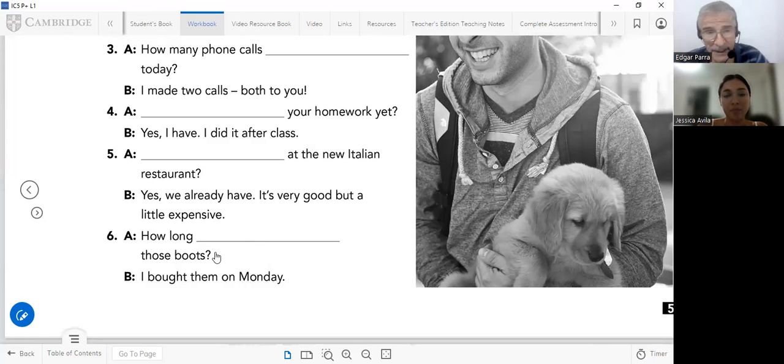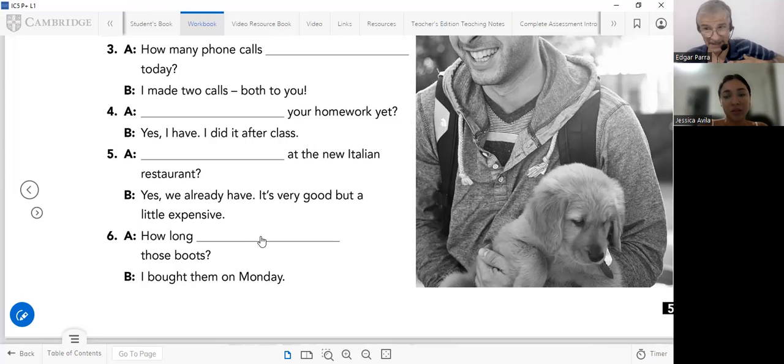What do you say? How long ago did you bought those boots? You have to use this verb in the simple present. What is it? Buy. So repeat that sentence. How long ago did you buy those boots?